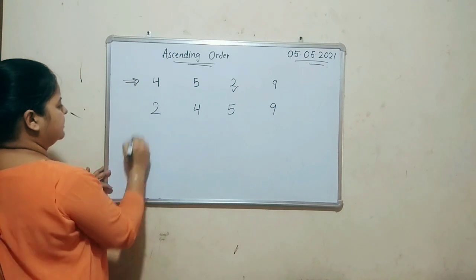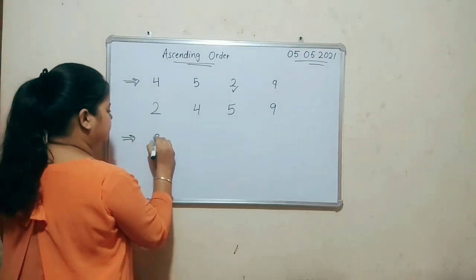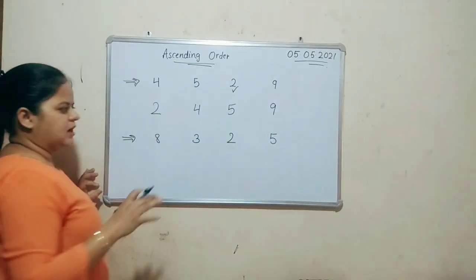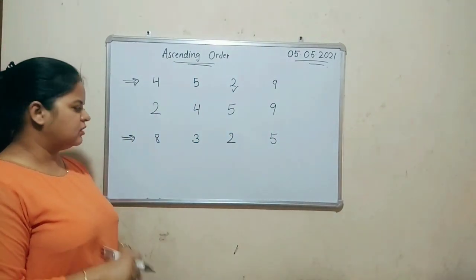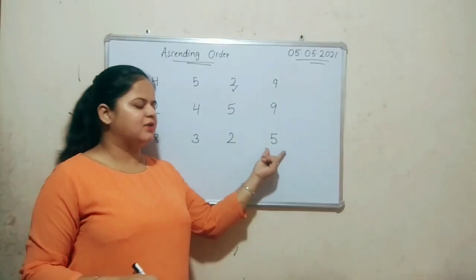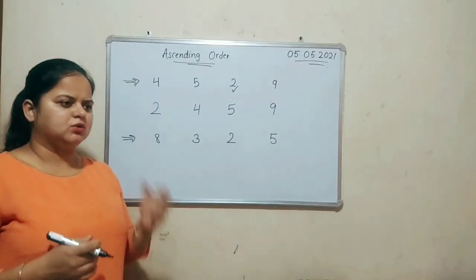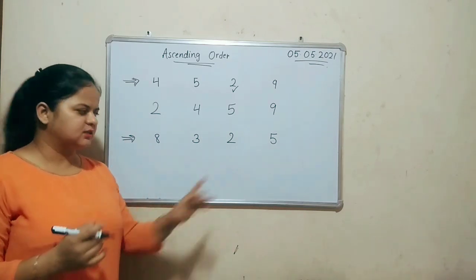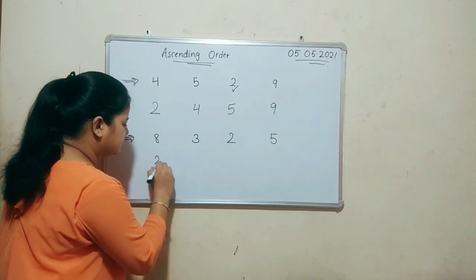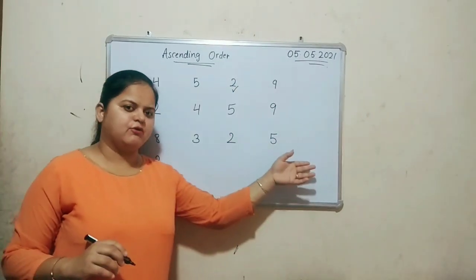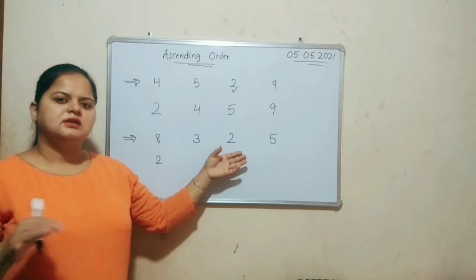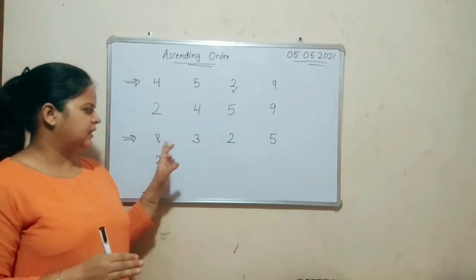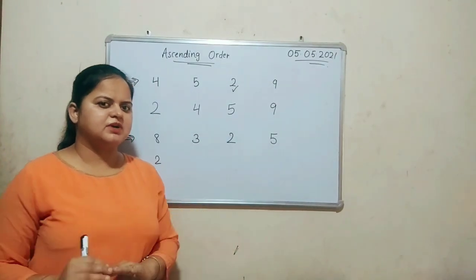One more example: 8, 3, 2, 5. Now which is the smallest number from these four? When we will speak counting 0, 1, 2, which comes first? 2. So 2 is the smallest number from these four. In 4 में से 2 is the smallest number. Okay. And what comes after 2? 8, 3 and 5. Which comes first?